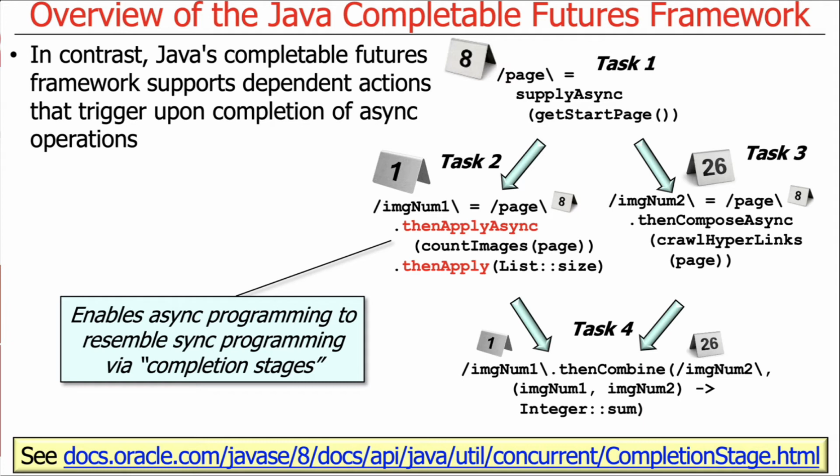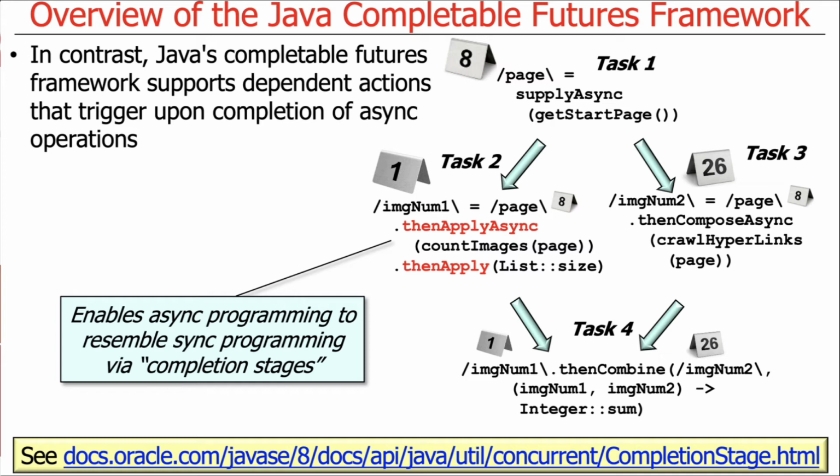The async programming model that is provided by completable futures resembles synchronous programming in the sense that you have one thing followed by another, even though things are actually running asynchronously. And the way it does that is by something called completion stages. And we'll talk more about completion stages here shortly.